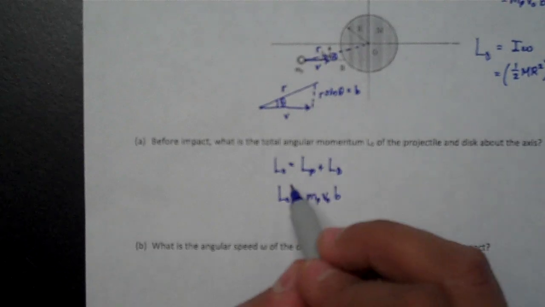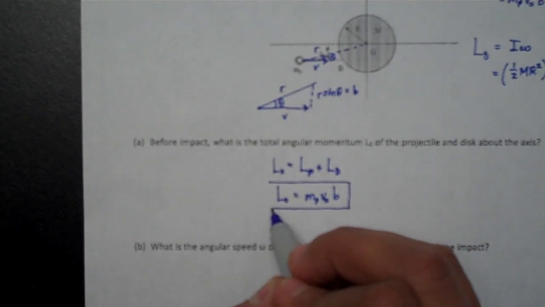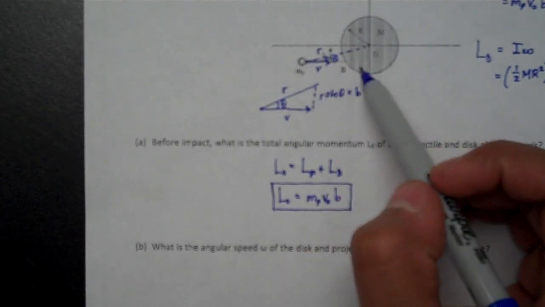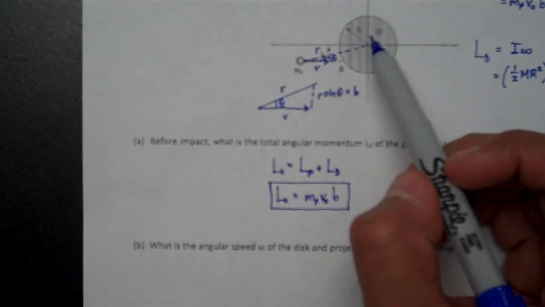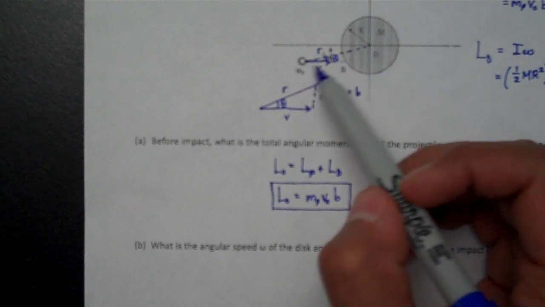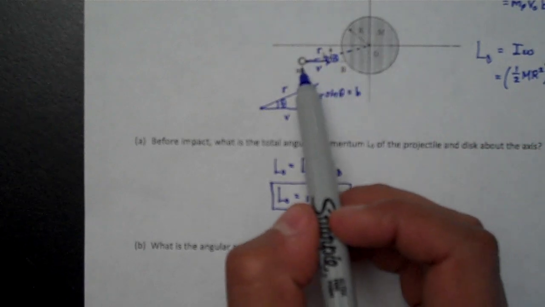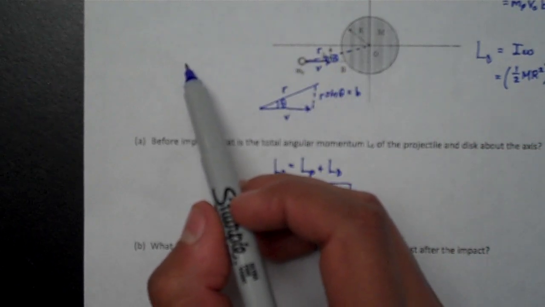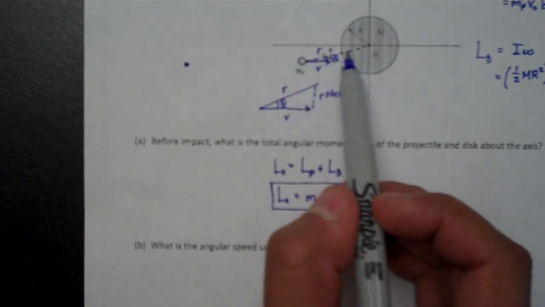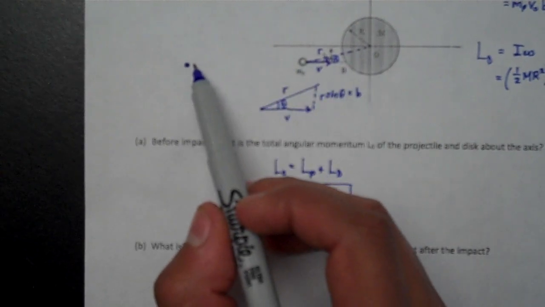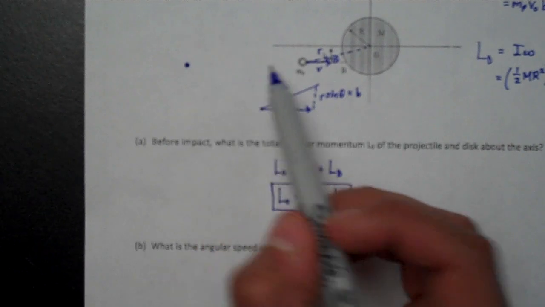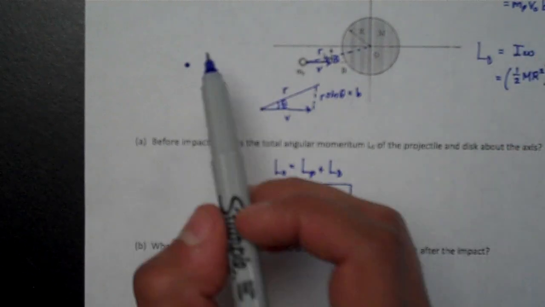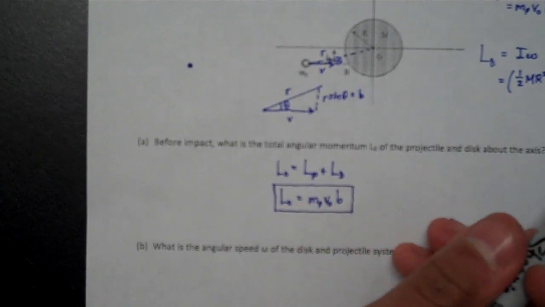This r sine theta is always going to be that way when you have a projectile traveling into an extended object like that. You can always determine what r sine theta is, and it's not going to change no matter what. This projectile could be all the way out here, and that big distance is my r, and my theta will be smaller, but my r sine theta will still be the same. This is a constant all the way through.